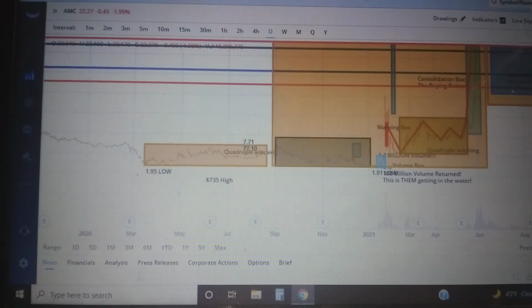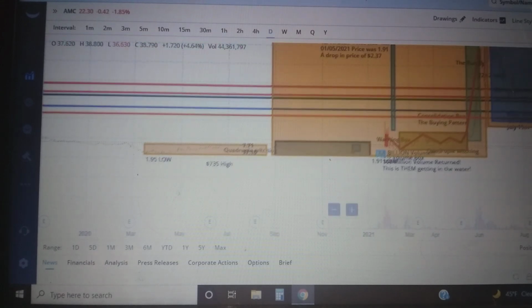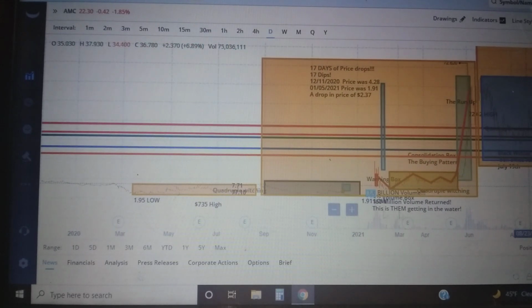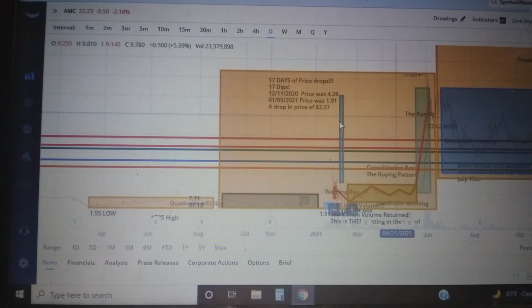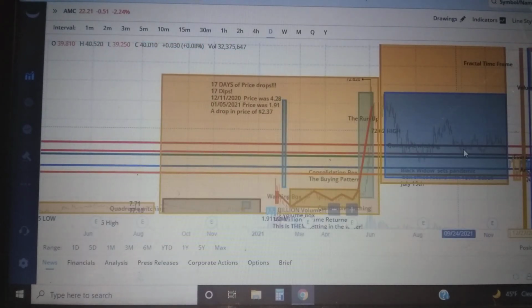It moves up from $1.94 to 72, and it had a few stops along the way. First, it went from $1.91 to 5, and then 20, and then the rip up to 720. We just took this fractal here, which is this fractal here, and overlaid it for predictive price movements.